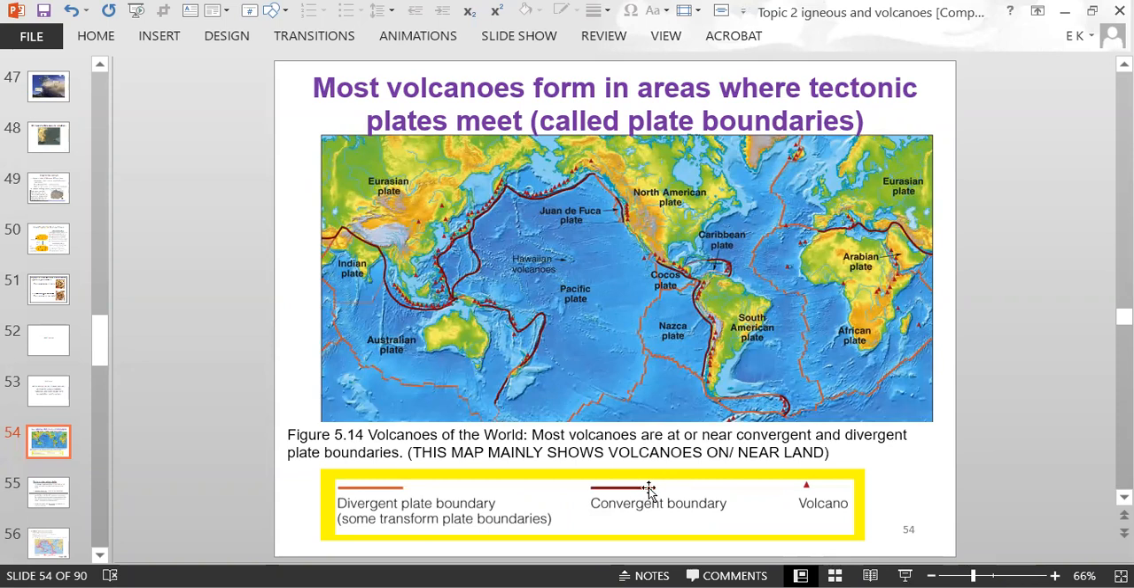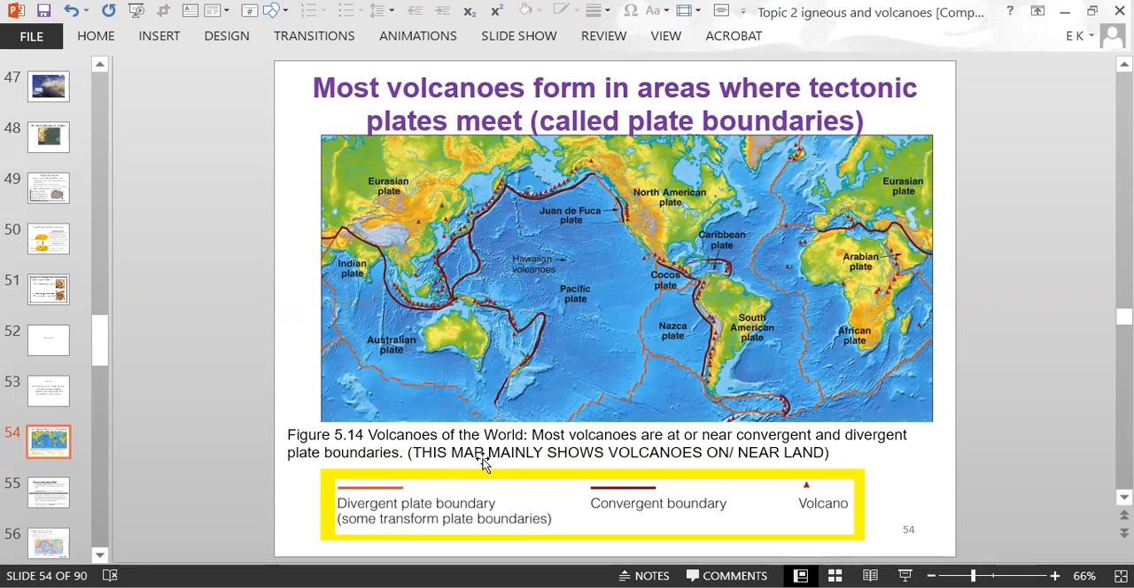And that's shown as this dark red line, that's convergence. And you see volcanoes as the red triangles. So where you have the dark red convergent line, you have a lot of volcanoes. And then the lighter orange line is for divergent plate boundaries. That means that the plates are moving away from each other.